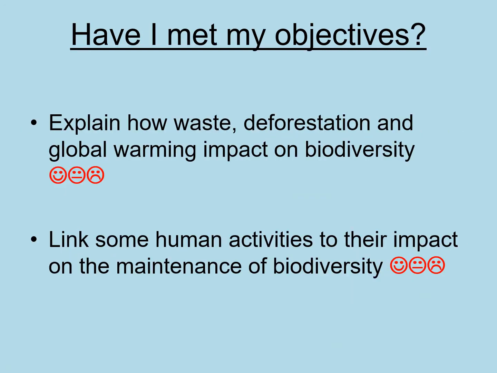As always, I'd like you to self-assess yourself against the objectives. So can you explain how waste, deforestation and global warming impact on biodiversity? Smiley, middle or sad face, depending on your confidence level. And can you link some human activities to their impact on the maintenance of biodiversity? Again, draw your little face next to that objective to show whether you are confident with that or not.